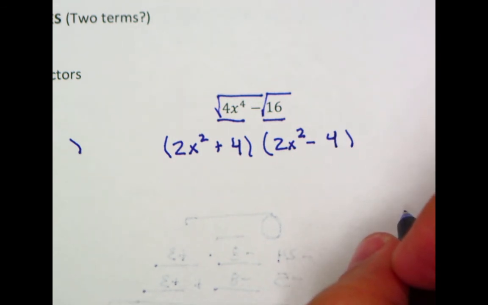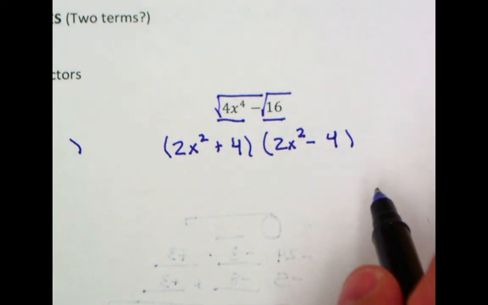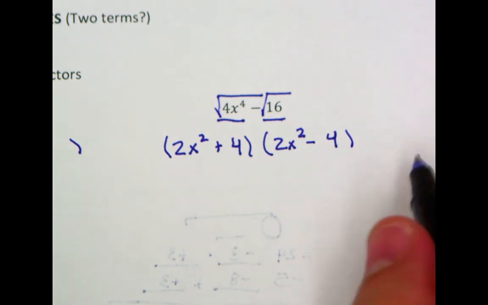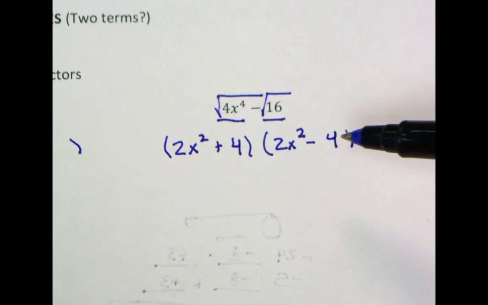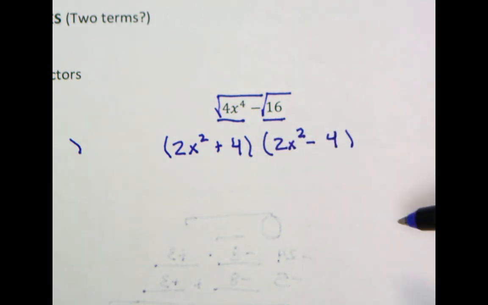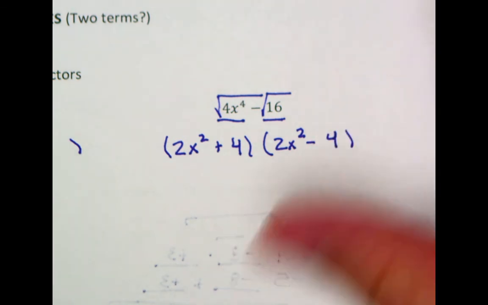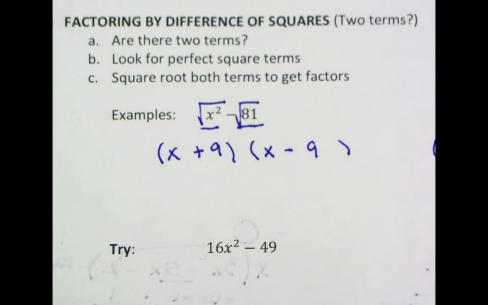That's it. Okay. That's it. That's factoring using difference of squares. Now, technically this could go further. You could factor this further, but for now, we're just going to stick with just the basics of finding your factors. So that's it.